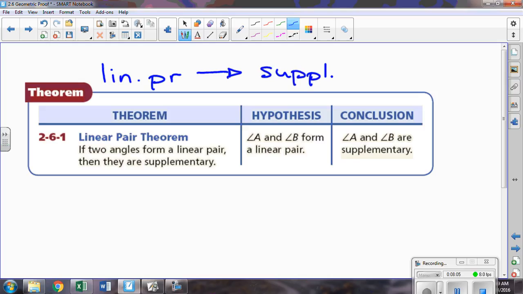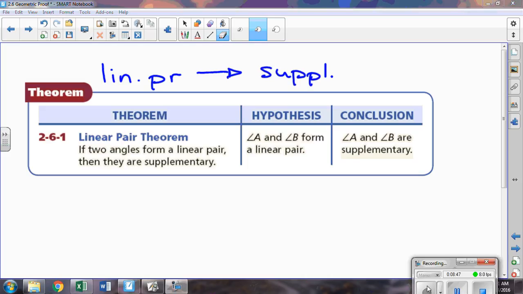You'll notice the hypothesis and conclusion written out here with our blue. 2 angles form a linear pair. Well, this is saying 2 angles A and B, but the letters are not important. It can be angle X and angle 1, angle BAC and angle MLN. As long as you have 2 angles that form a linear pair, they will then be supplementary. Why? This is a statement. I'm claiming this is true. We want to know why.